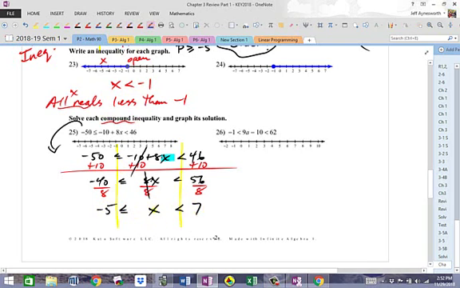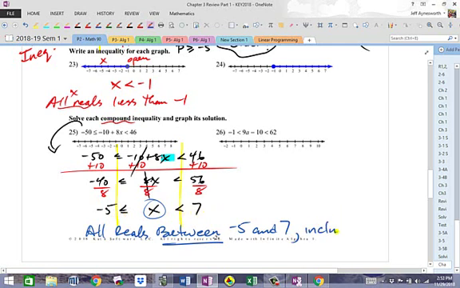This means all reals right here. Between, that was the key word here, between negative 5 and 7, including the negative 5 because of the equal sign, but not including 7. Including negative 5, that's what it means. So what you do is you go find negative 5 and 7 on the number line. So I see negative 5 here, I see 7 here.